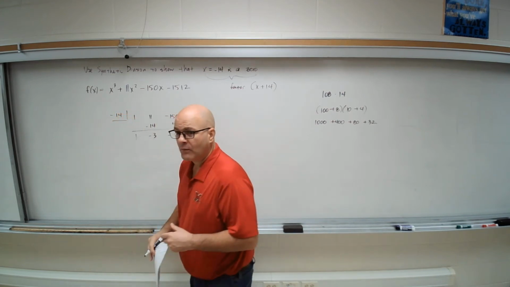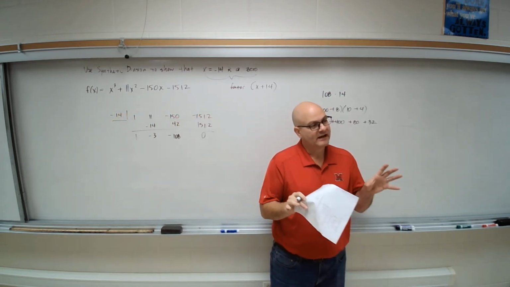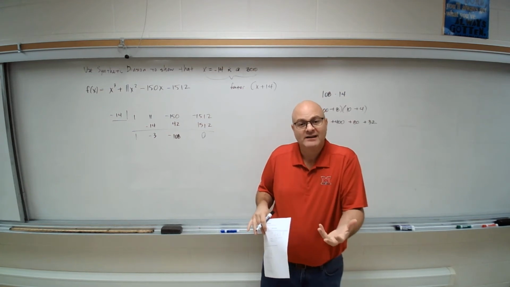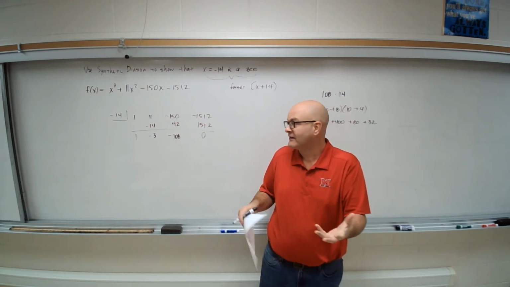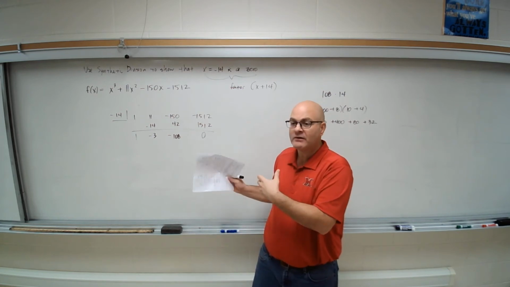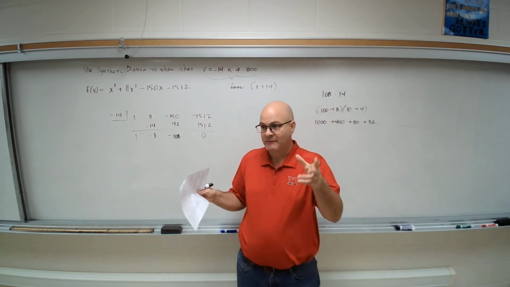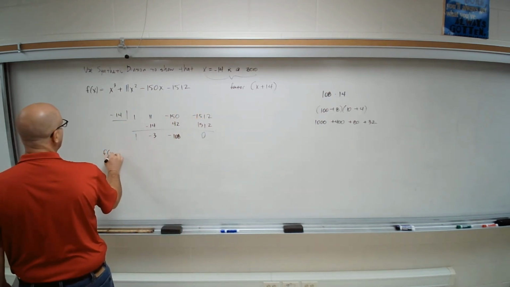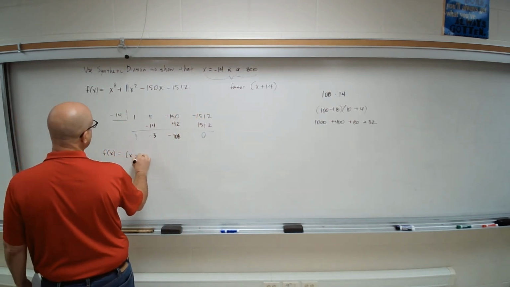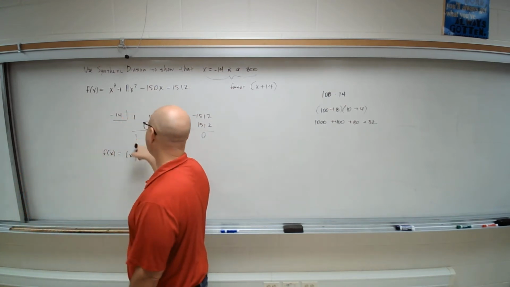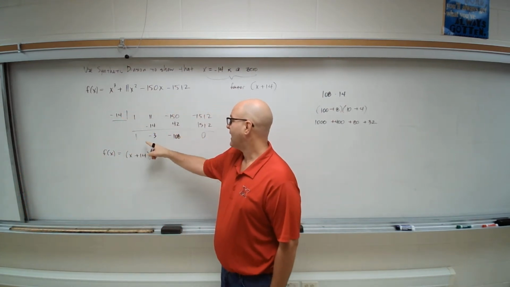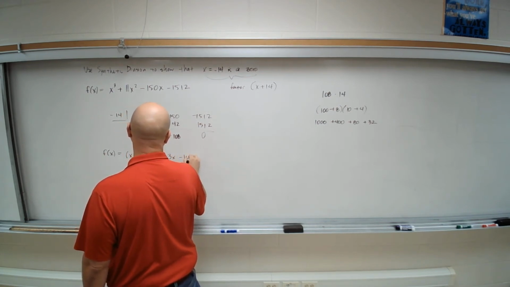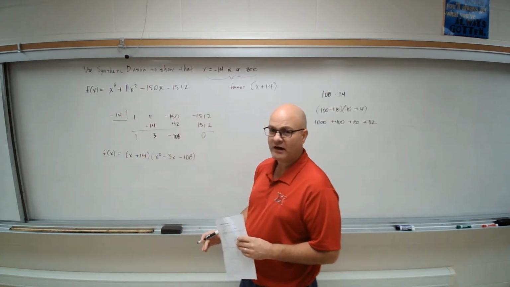So now, I think something that will really help keep all this together is, as we're doing this, we found a factor, correct? We found that x plus 14 is a factor because the remainder is 0. We know the division algorithm, if the remainder is 0, you're basically factoring. So at this point, let's rewrite f of x equals x plus 14, that's the divisor, times the quotient, which is x squared minus 3x minus 108.